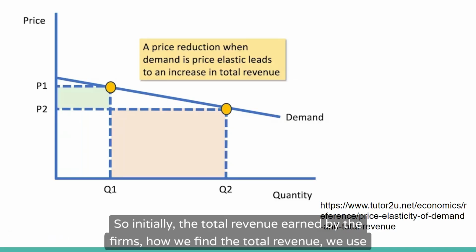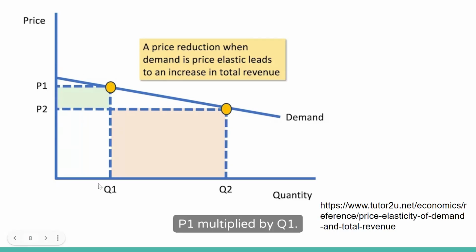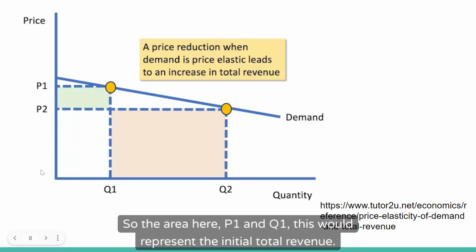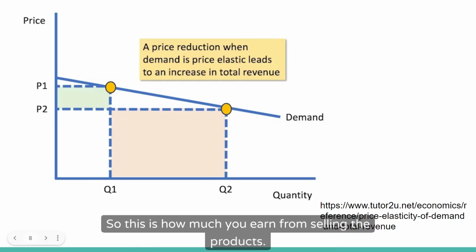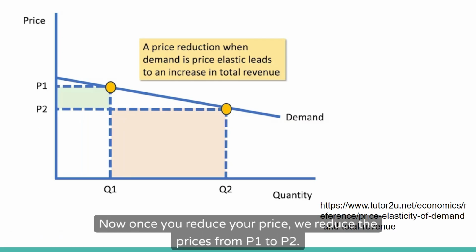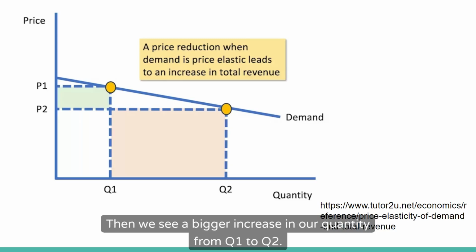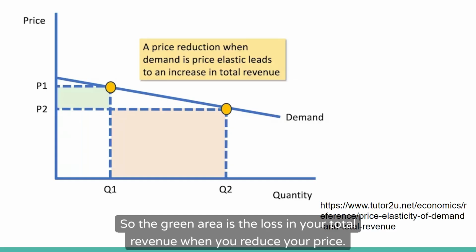Initially, the total revenue earned by the firm, how we find the total revenue, we use P1 multiplied by Q1. So the area of P1 and Q1 represents the initial total revenue. This is how much you earn from selling the products. Now, once we reduce the price from P1 to P2, we see a bigger increase in our quantity from Q1 to Q2. So the green area is the loss in your total revenue when you reduce your price.